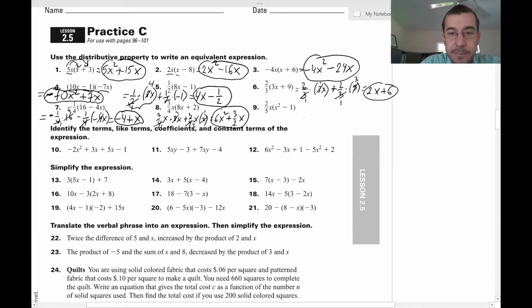Number 9, we have 2/5x times x squared, and then plus 2/5x times minus 1.